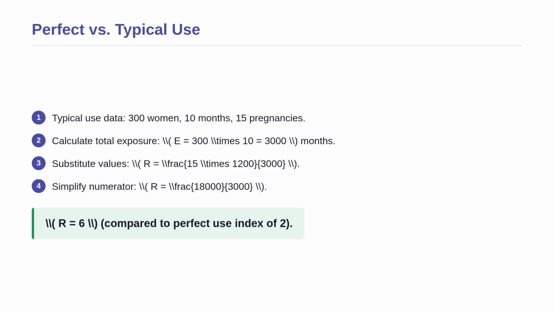First, we multiply 300 women by 10 months to get 3,000 months of total exposure. We plug 15 pregnancies and 3,000 exposure months into our equation. Multiplying 15 by the constant 1,200 gives 18,000. Dividing 18,000 by 3,000 yields a Pearl Index of 6. Physically, this shows that human error triples the failure rate from 2 to 6, highlighting the critical need for patient education.